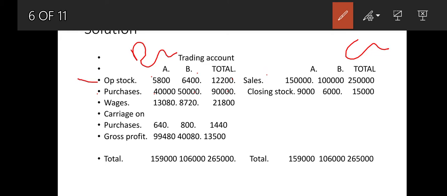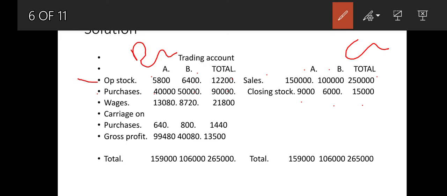Already I have discussed that it will appear on the debit side of the trading account. Next is sales, on the credit side of the trading account: 1,50,000 for department A, 1,00,000 for department B, and total is 2,50,000. I have just taken this amount from the question and written it in the solution. Closing stock appears in the adjustments, and I have already discussed that it will appear on the credit side of the trading account. So 9,000 for department A, 6,000 for department B, and 15,000 total.